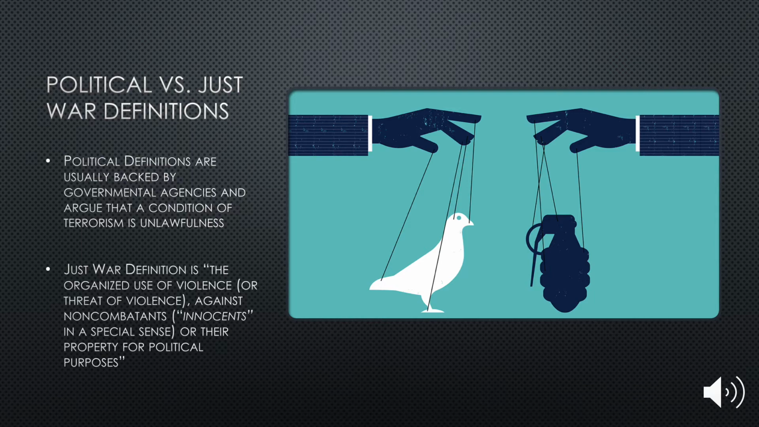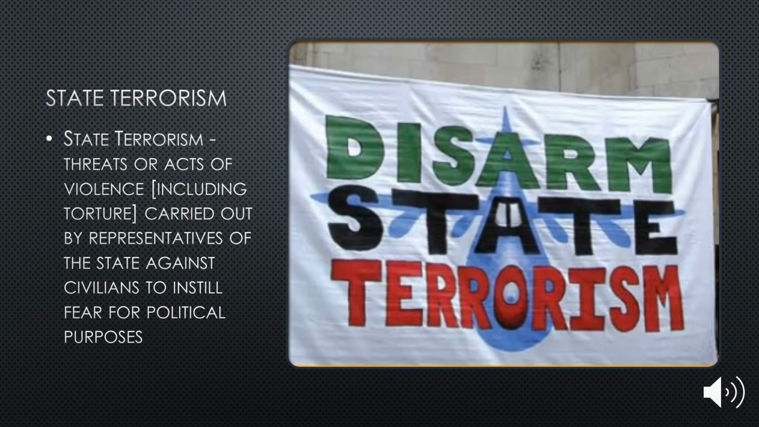Next, we're going to jump into state terrorism. State terrorism can be broadly defined as threats or acts of violence carried out by representatives of the state against civilians to instill fear for political purposes. Again, we can tear this definition apart as we want. But I think it's important to sit down and have a brief discussion about state terrorism, in that it isn't always included in our definitions of terrorism, our examples, and our cultural conversations on it.